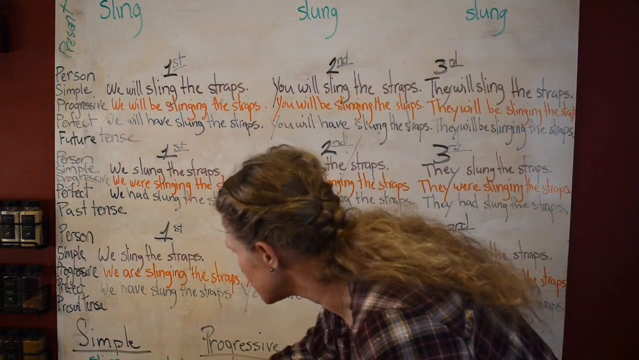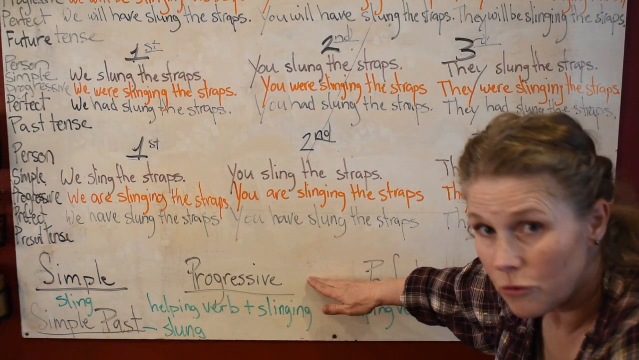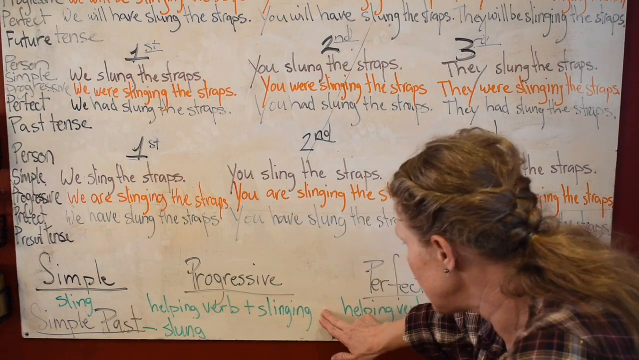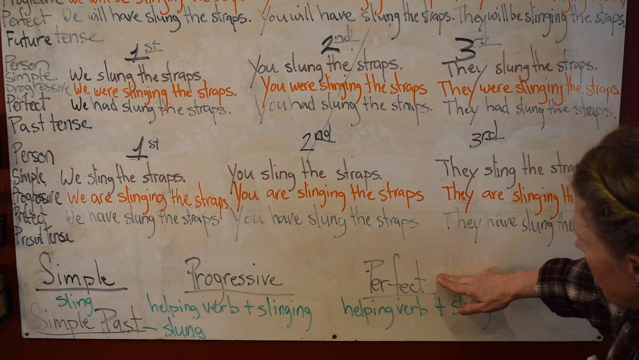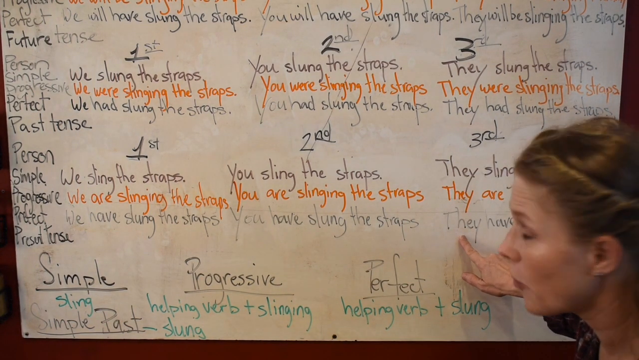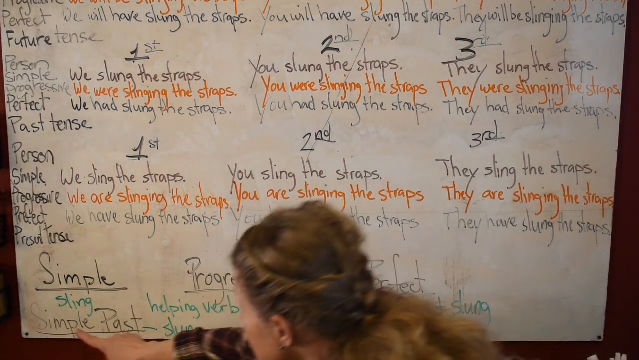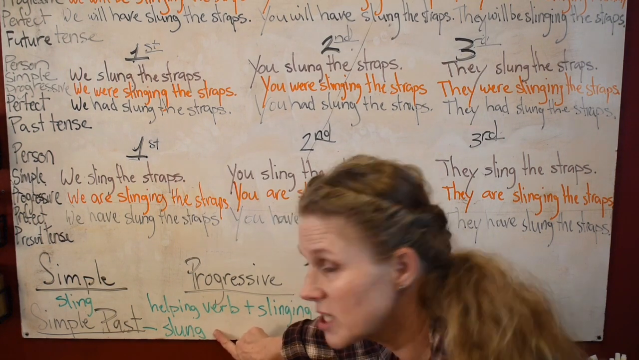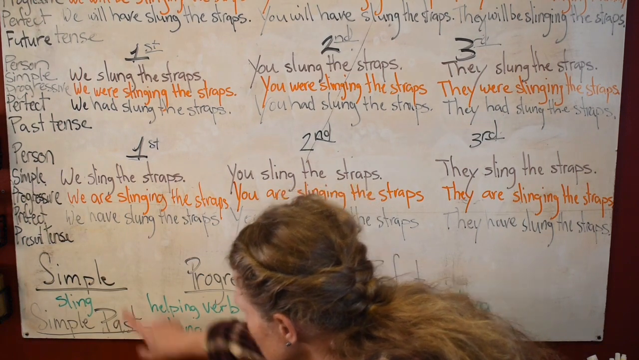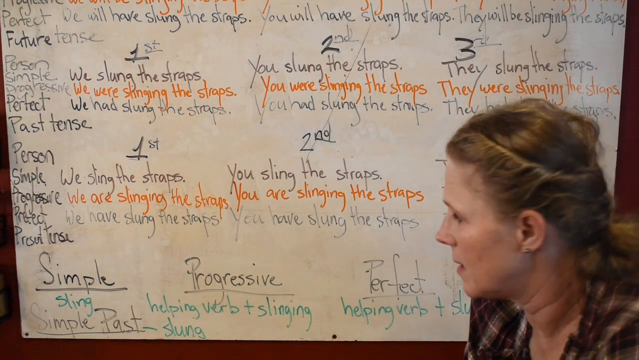Now let's look at this. If you want the simple tense, no auxiliary verb. If you're doing the progressive tense, you want the helping verb plus slinging. If you're going for the perfect tense, you want the proper helping verb. It depends on if you're going for plural or singular plus slung. And then the simple past is just slung, no helping verb. So that's what keeps you in the simple past. That's why I kept those together right there, because you do not need helping verbs when you're in the simple.